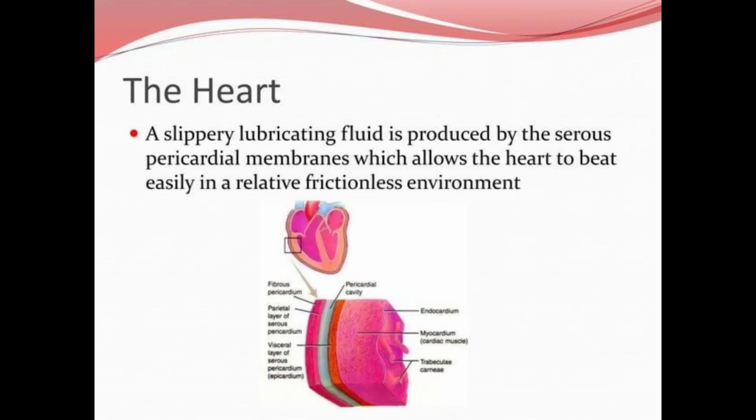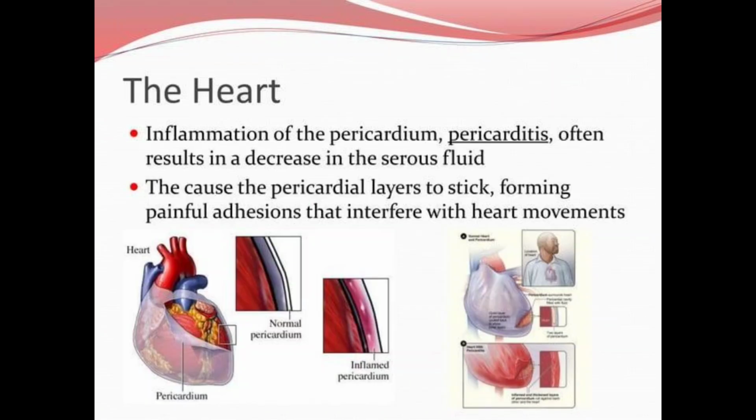The slippery lubricating fluid is produced by the serous pericardium. So the serous pericardium secretes a lubricating fluid, and this pericardial membrane allows the heart to beat easily in a relatively frictionless environment. When the heart is beating, there should be no friction with the other organs, so there is lubrication fluid present, which prevents friction.